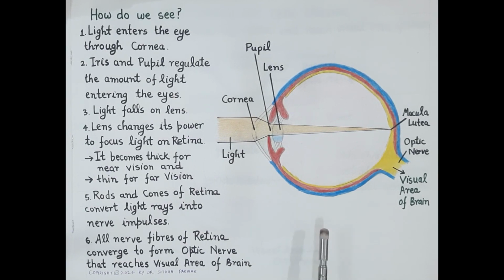So this is the anatomy and the function of the eye, the mechanism of sight, that is how we are able to see. So this is all about the anatomy and function of the eye.